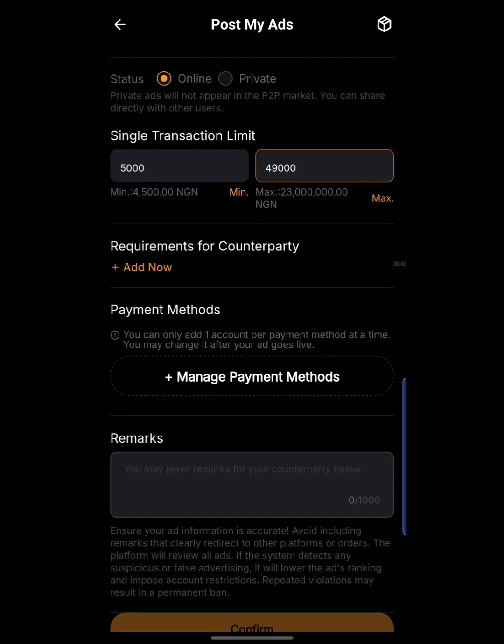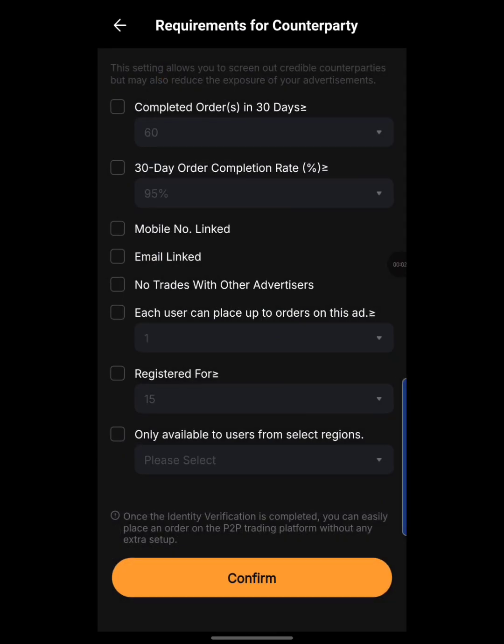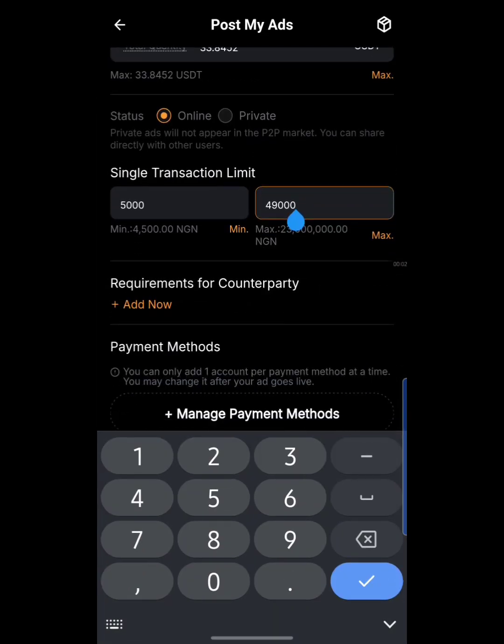So over here that says requirement for counterparty, you can just simply add a requirement or just leave it that way. Okay, for me, I don't even actually advise you to add a requirement because a lot of traders who are coming to buy USDT from you or sell to you might not meet this requirement right here. Okay, so just leave it that way, and that is it, guys. All right, so I'm going to scroll down, guys.